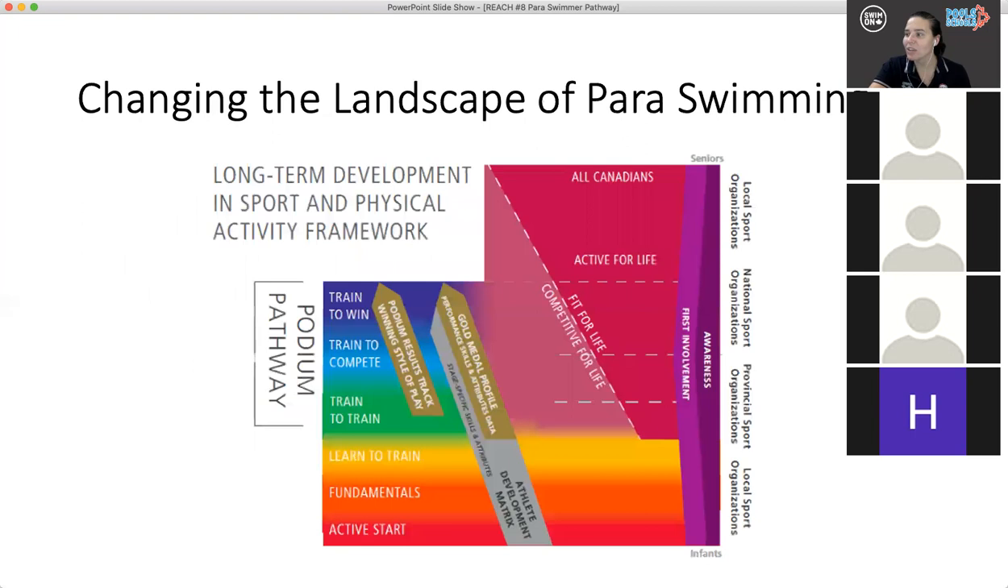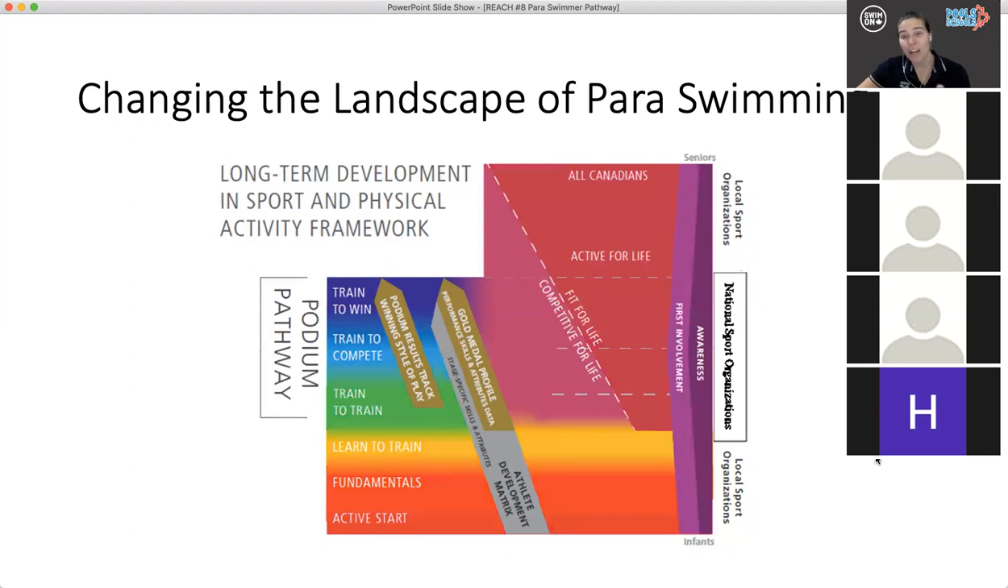Lastly, when we look at the long-term development model, we have different organizations that are in charge of different areas of development. So at Fundamentals, Active Start, we have local sports. Then from Learn to Train up to just about Train to Compete, we have provincial sports, and then national sports organizations kind of take off after there. Unfortunately, based on my research, this is more of what para athletes see. Para athletes tend to see their national sports organization having a bigger role in their development, and that the provincial sports organizations really don't have much.